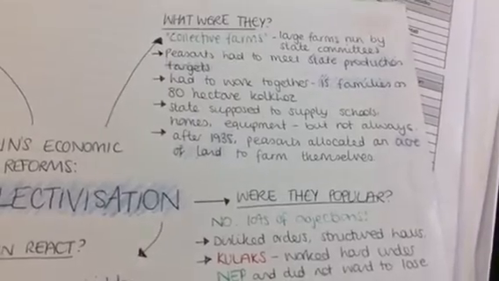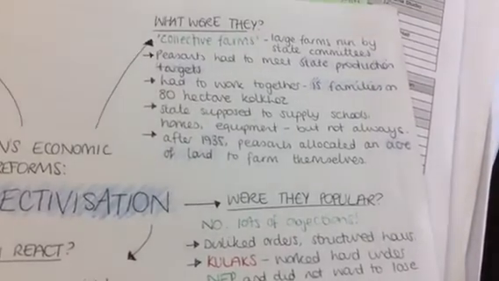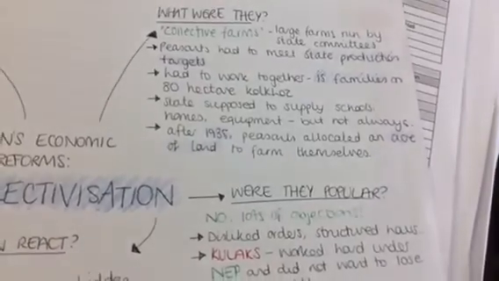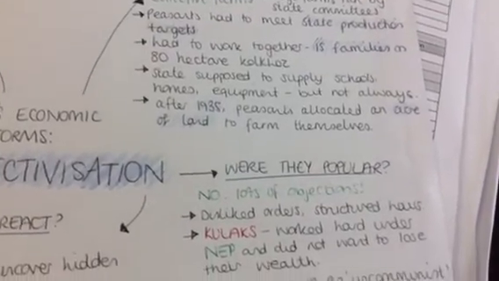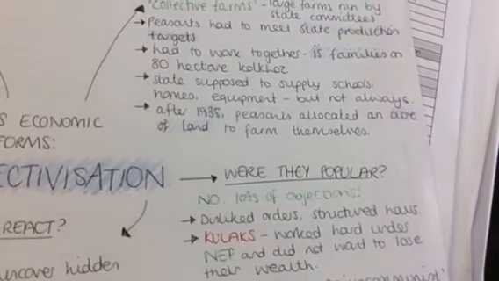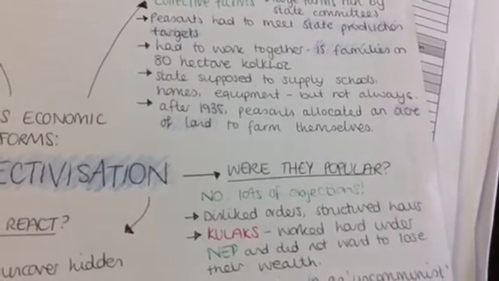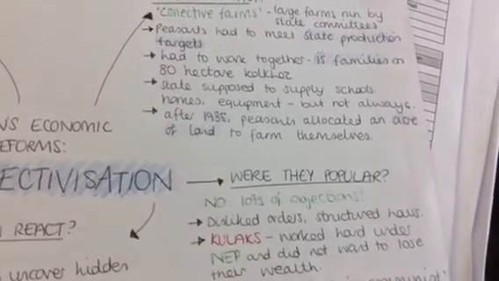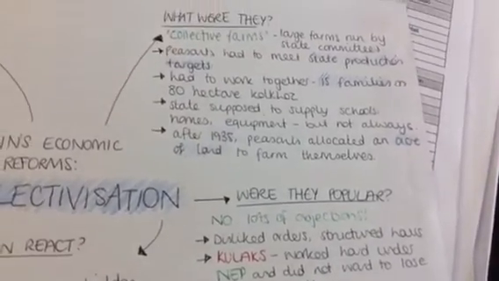The state was supposed to supply schools, homes and equipment, but it did not always reach that standard, so different kolkhols varied depending on the facilities that were available. After 1935, peasants were allocated an acre of land to farm for themselves because of the level of dissent.